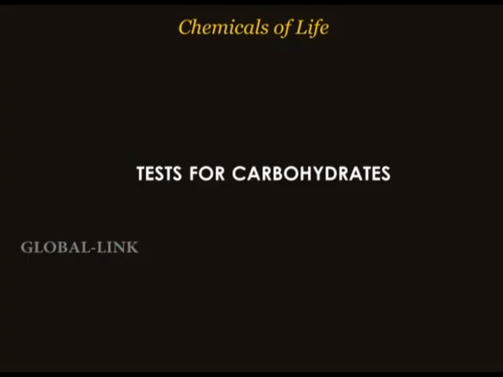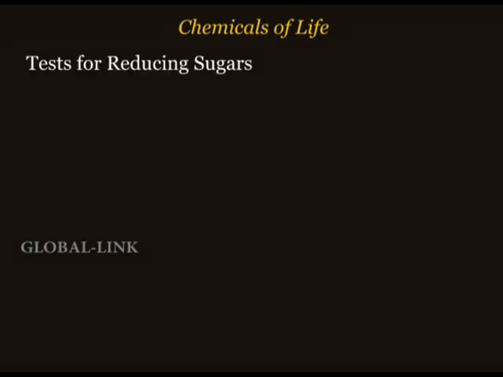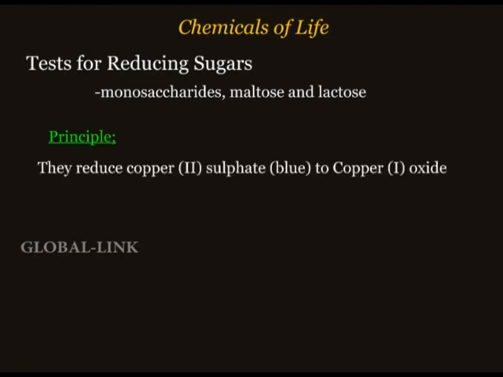Next, we look at tests for carbohydrates, and we start with reducing sugars. Now, we indicated that all monosaccharides, maltose and lactose are reducing sugars. That means they reduce the blue copper 2 sulfate to brown copper 1 oxide. To test for reducing sugars, we use Benedict solution, which contains copper 2 sulfate.